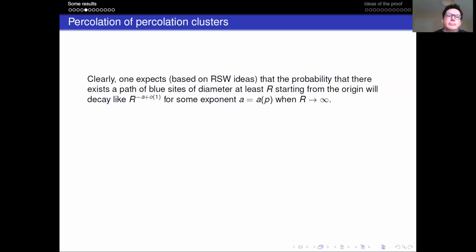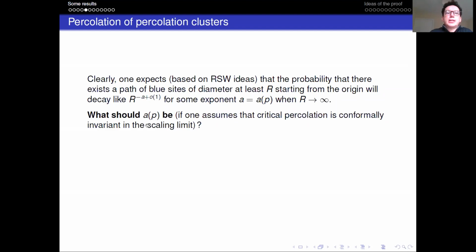The probability to make it far away will decay like a power law, and there's an exponent a which depends on the parameter p. Of course, the more blue clusters there are, the easier it is to make it far away. Particularly if p is close to 1, you would expect this exponent to be very close to 0. Now, the question is, what is this exponent? So if you assume that critical percolation is conformally invariant in the scaling limit, which is something that everybody believes is true for the bond percolation on the square lattice, what is this exponent a?